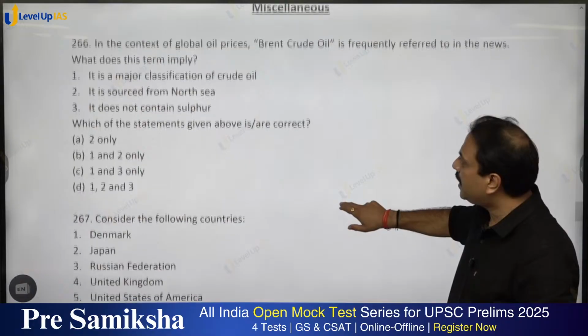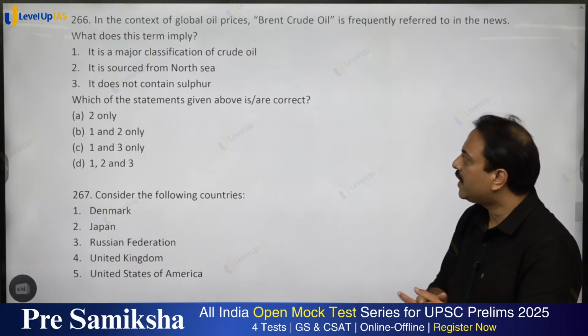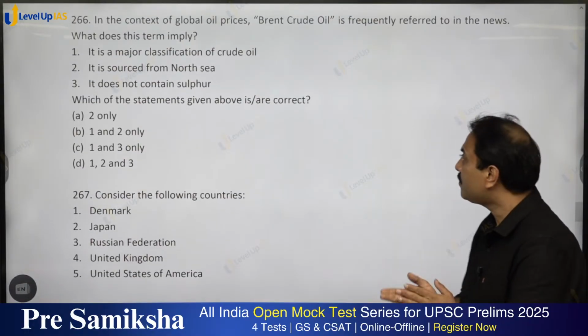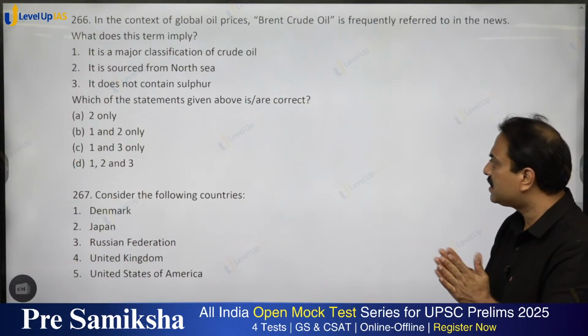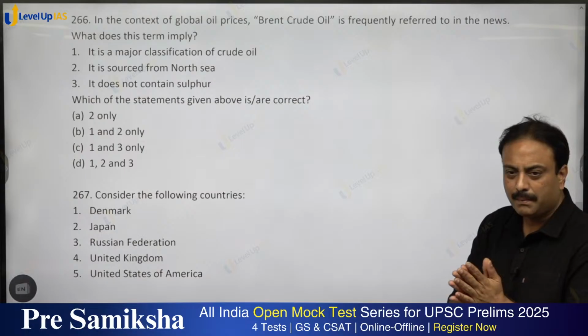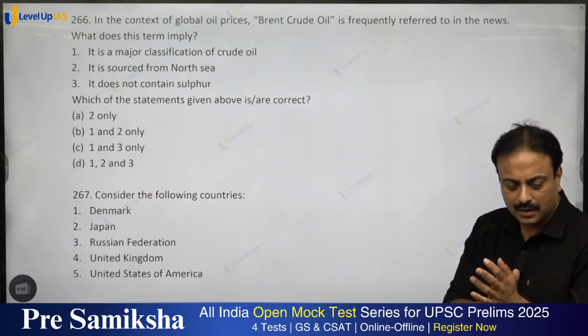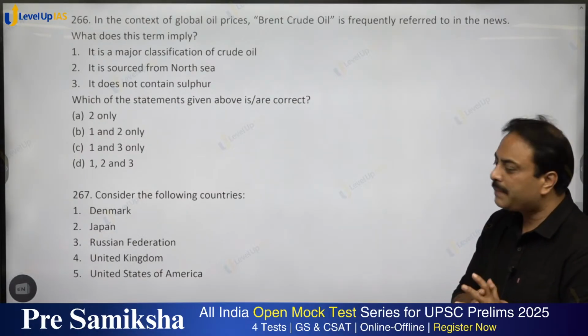So we start with the miscellaneous questions over here. In the context of global oil prices, Brent crude oil is frequently referred to in the news. What does this term imply? You must have heard the name Brent crude oil. Yes or no? Where is Brent?